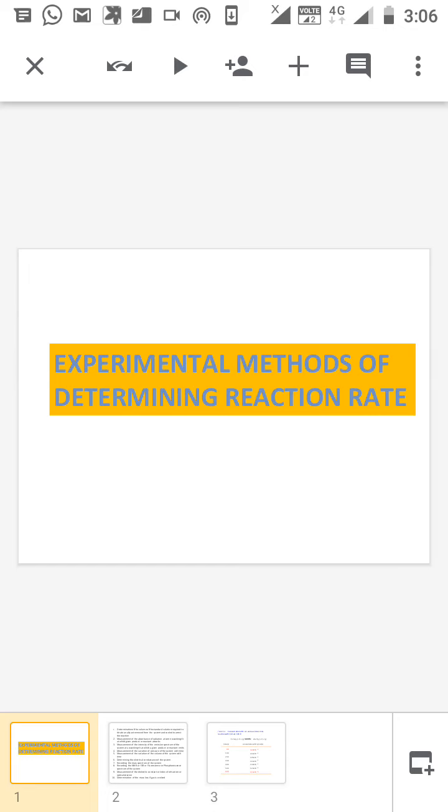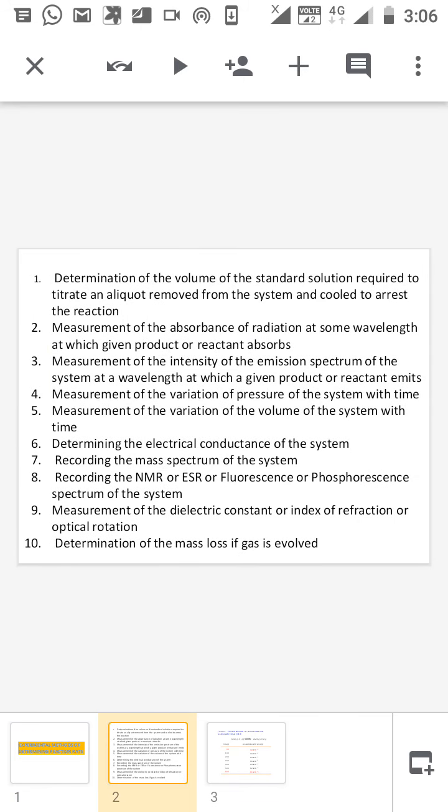The experimental method of determining the reaction rate. There are several methods available for determining the rate of a reaction. The first one is the determination of the volume of the standard solution required to titrate an aliquot removed from the system and cooled to arrest the reaction.